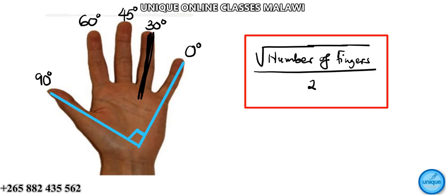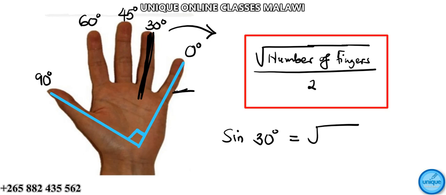You see? So we write sin of 30 degrees, and sin of 30 degrees, we make it root. How many fingers? We go to the right. Remember that for sin it's right. How many fingers to the right when we stand at 30? You see that it's only this finger here.